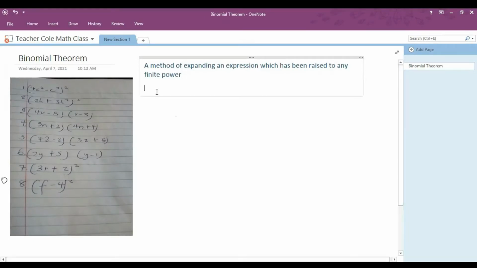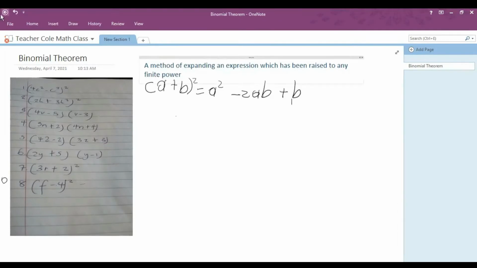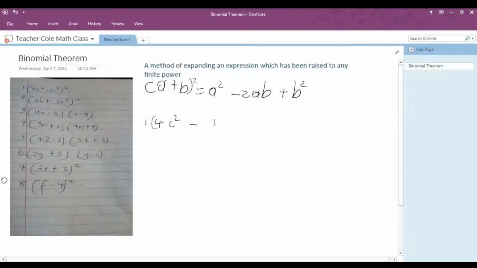Alright, so the formula that is used in finding a binomial expression is (a plus b) squared is equal to a squared plus 2ab plus b squared. Looking at the first example that we have here, it says, inside of a bracket, 4c squared minus c cubed, all raised to the second power. In rewriting this using the formula, all of this would be a and all of this would be b, raised to the second power.